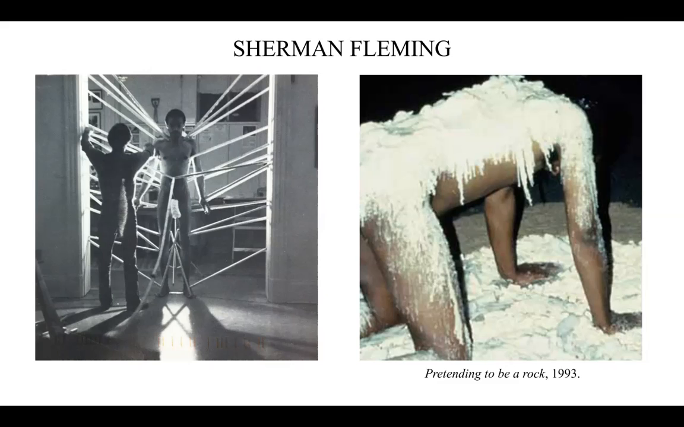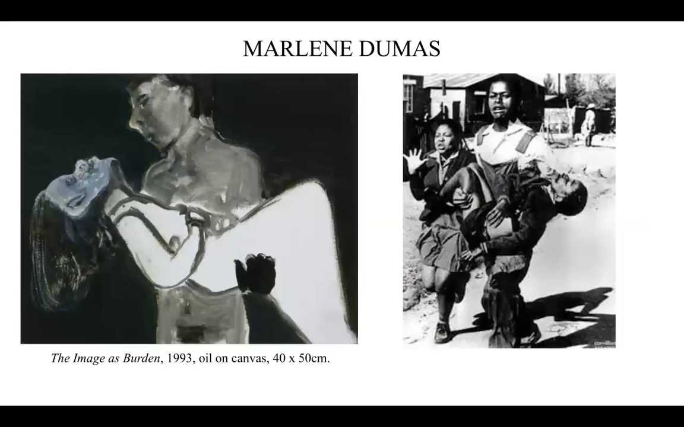So Sherman Fleming's works are actually a really good introduction into the next two artists who also comment on racism and racial prejudice and use figuration in their works to portray their views and protests. Both of these artists are actually South African. And the first artist is Marlene Dumas. Dumas's works explore moral and ethical issues and questions.